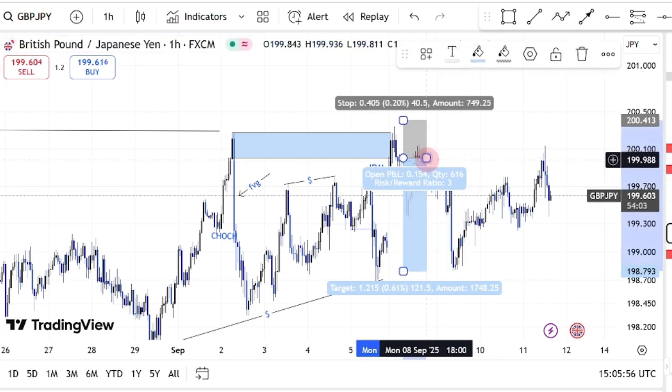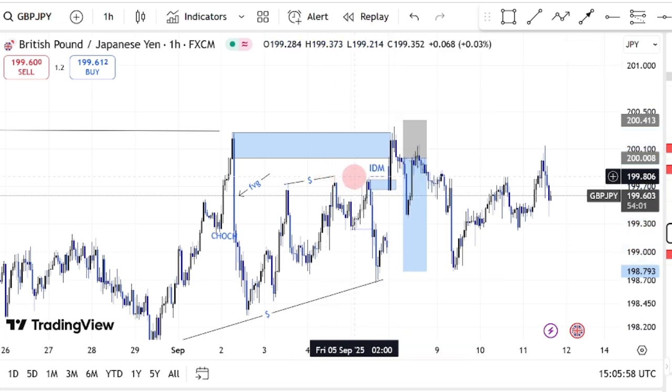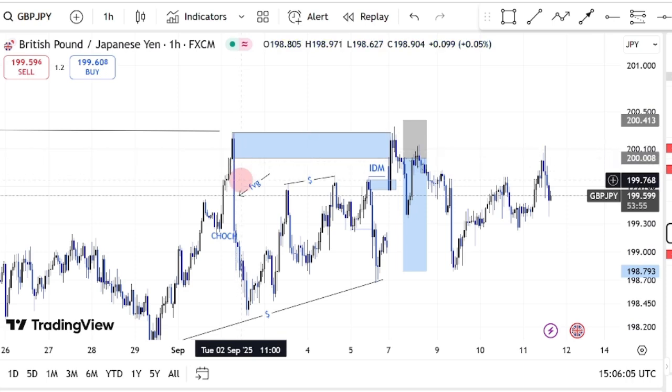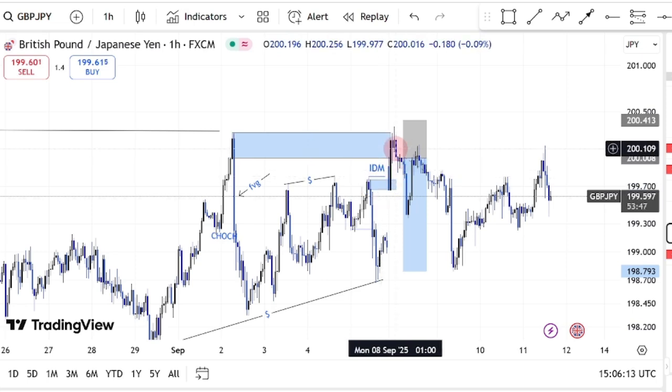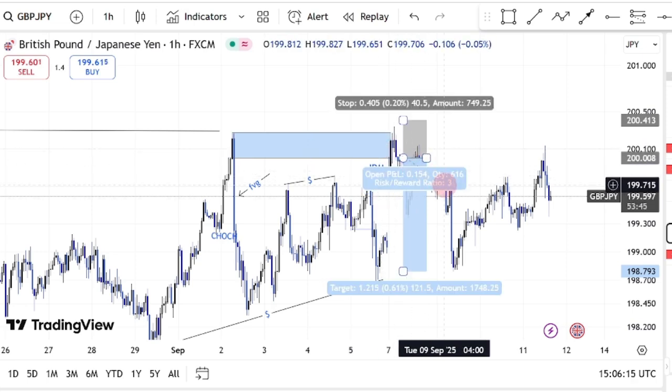It wasn't complicated because we were able to understand the concept of liquidity and inducement in the forex market. So combining the momentum candle, fair value gap, liquidity and our inducement, we are able to get a clear 1:3.